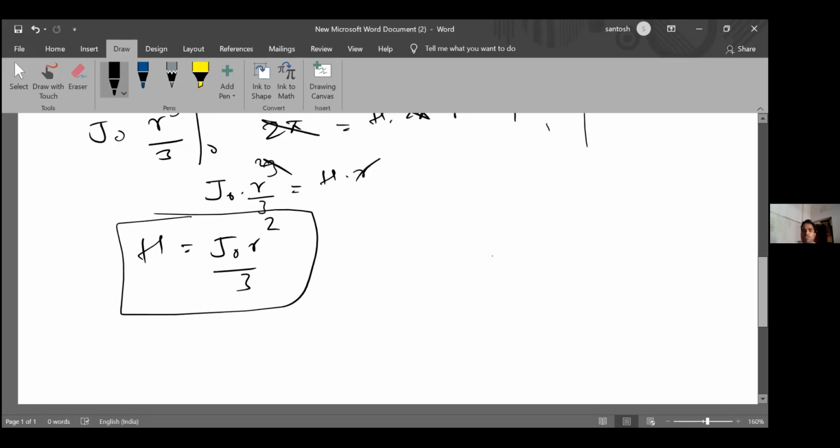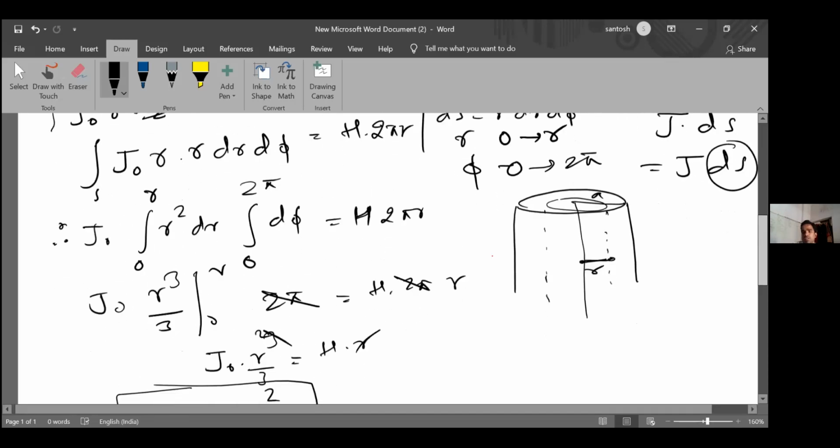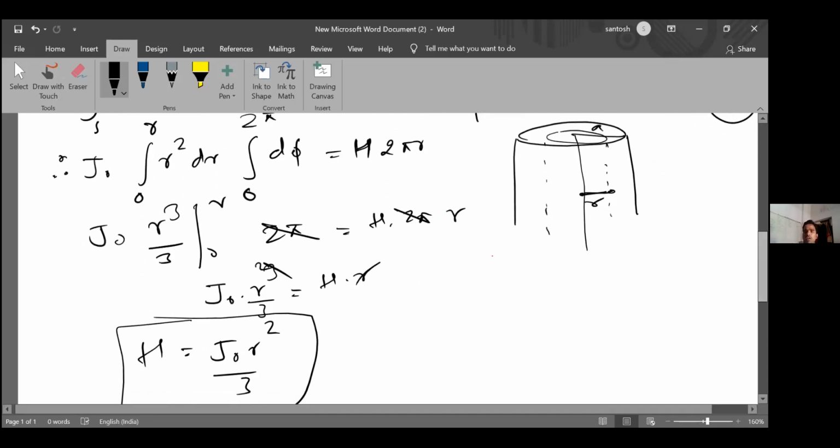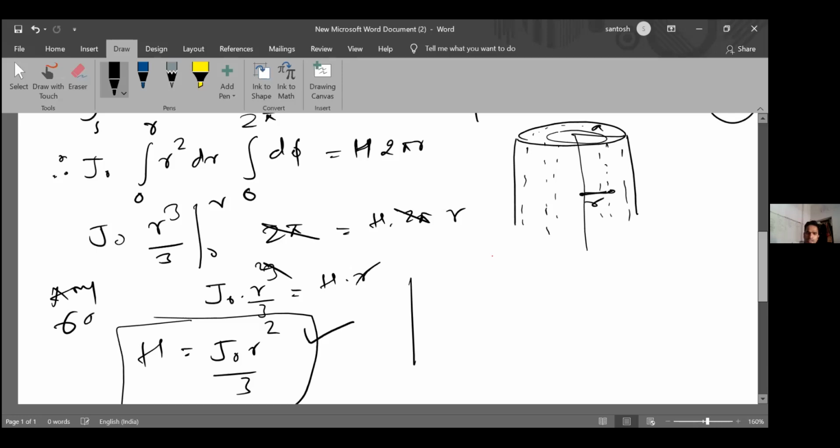Now this is for what? This is for any point within the conductor. This is for any r, so it can be this r or this r. So for any point within the conductor, we have got the first part. This is for any radius within the conductor.